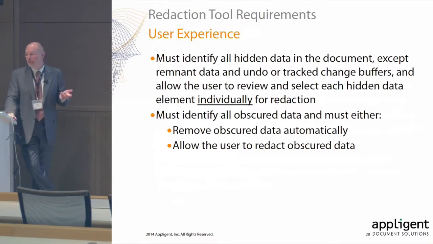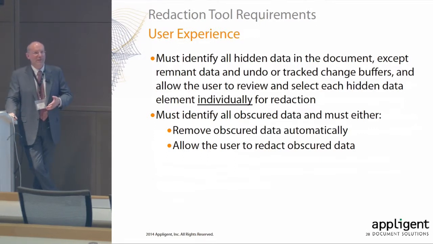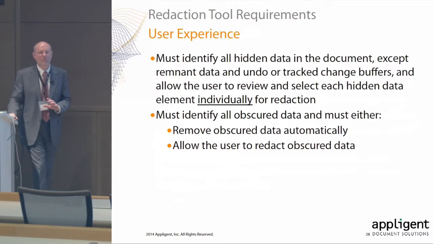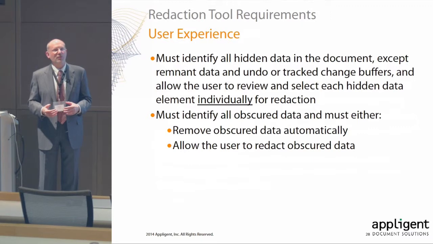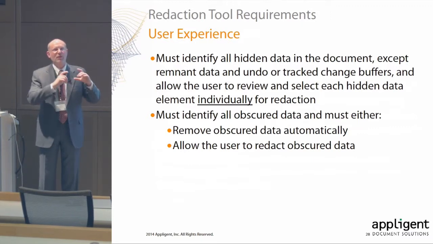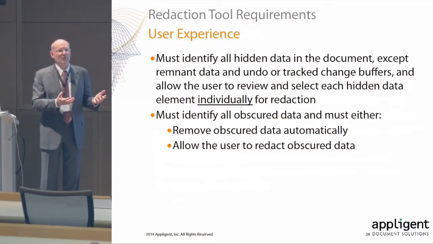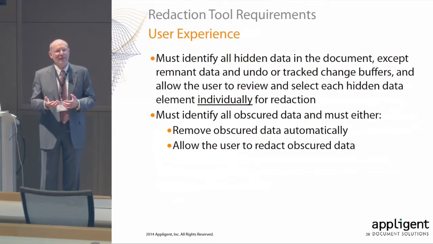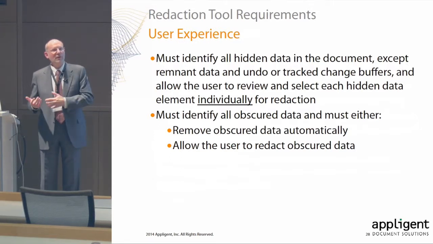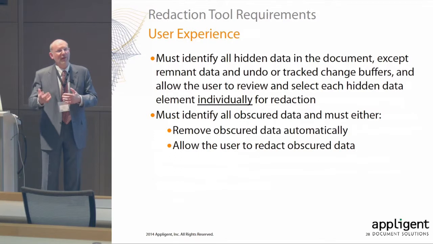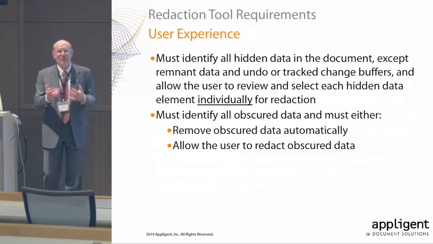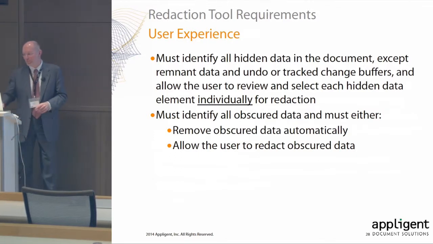You must also note there is a difference between hidden data and obscured data in the minds of this document and how it was thought about when it was put together. Obscured data is when you have something sitting on top of the data itself. Hidden data may not have something on top of it. It could be white text on a white background that's hidden from the user, but it's not necessarily obscured. So it's just a matter of definitions for that.